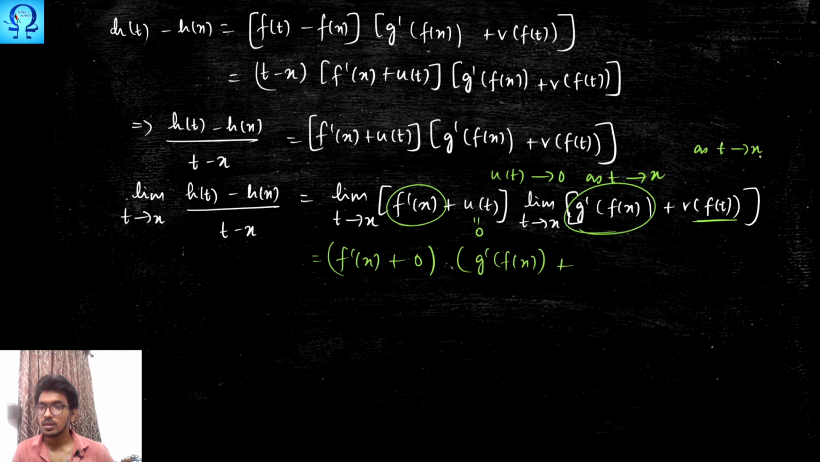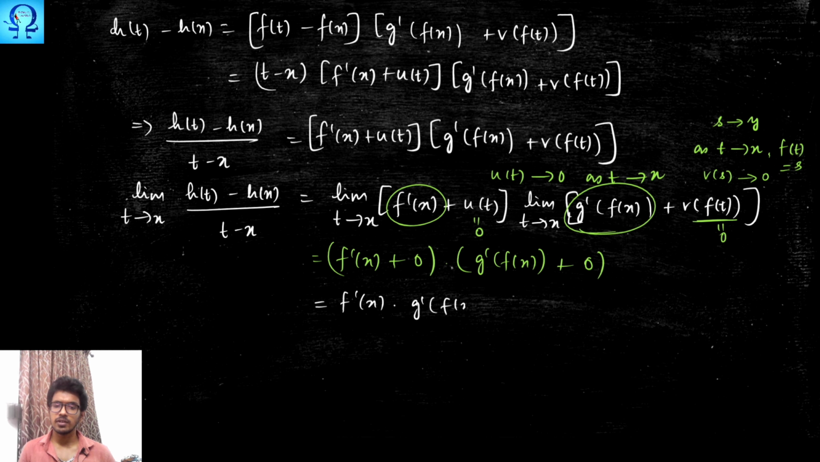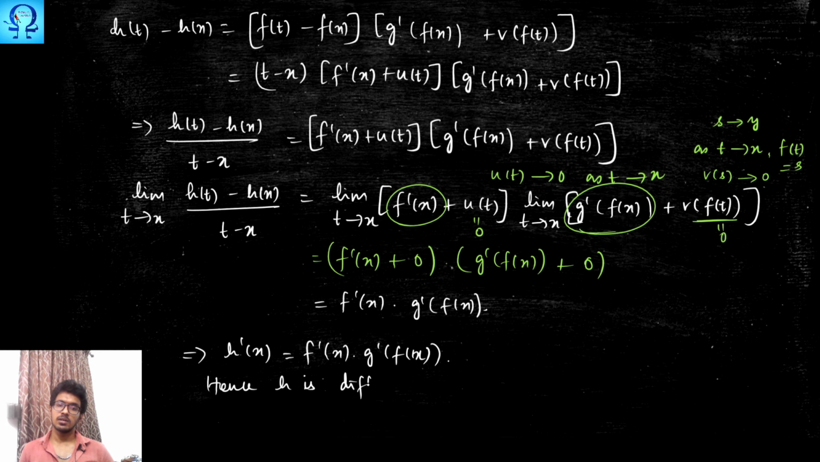Now, as t approaches x and f is continuous at x, f of t, which we take as s, approaches f of x, which is y. This means s approaches y, so v of s goes to 0. So finally what we have is f prime of x times g prime of f of x, and this is simply h prime of x. So h prime of x is f prime of x times g prime of f of x. Hence h is differentiable at t equals x, and this completes the proof. Okay, thank you.